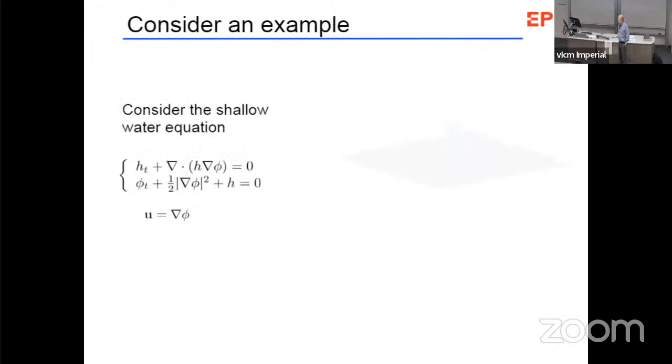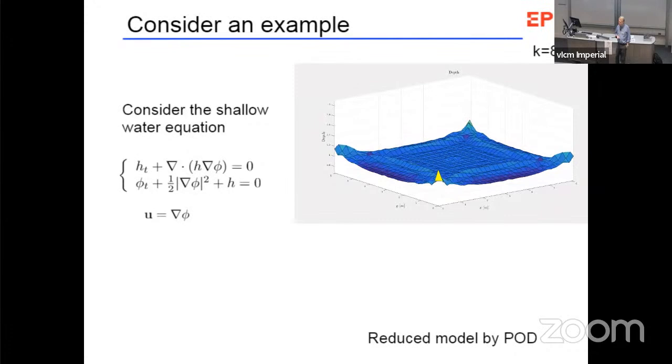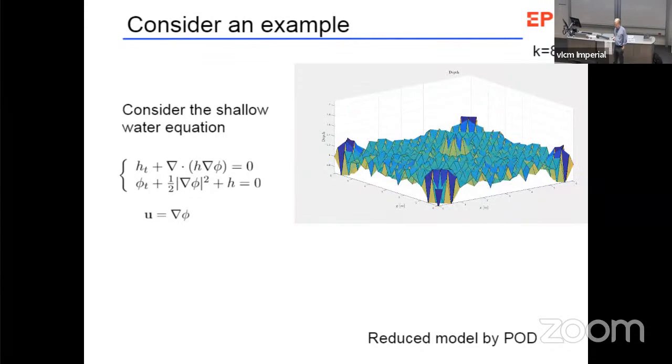Now, just to see what happens if you just take the POD and you apply it to the shallow water equation, so it's a little two-variable system of nonlinear conservation laws, you project it, you run the reduced model and you let it evolve, and very quickly you see this happens. Okay, in other words, it's unstable.